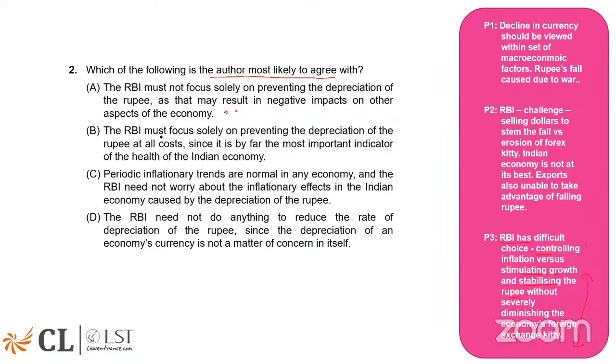B, the RBI must focus solely on preventing. Here itself, you can reject it. No way he has said that they should focus on this only. They have said that they have three choices: A, B, and C. Whatever they do, it's going to impact something or the other. So they have a challenge in front of them. He has not said how to tackle that challenge, right?